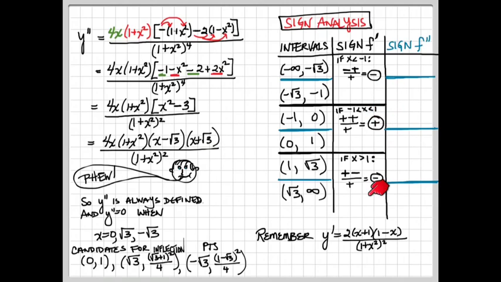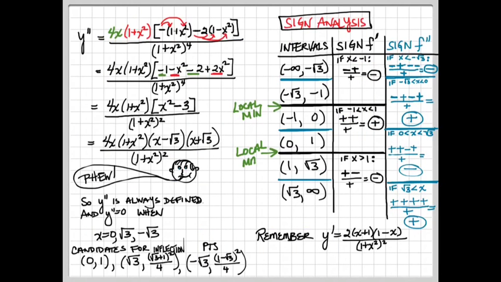Between negative 1 and 1, the first term is going to be positive, the second term is going to be positive, and the denominator is still positive, giving us a positive times positive divided by positive is positive. And when x is greater than 1, we get positive times negative divided by positive, giving us a negative sign. So we start decreasing, increasing, decreasing.